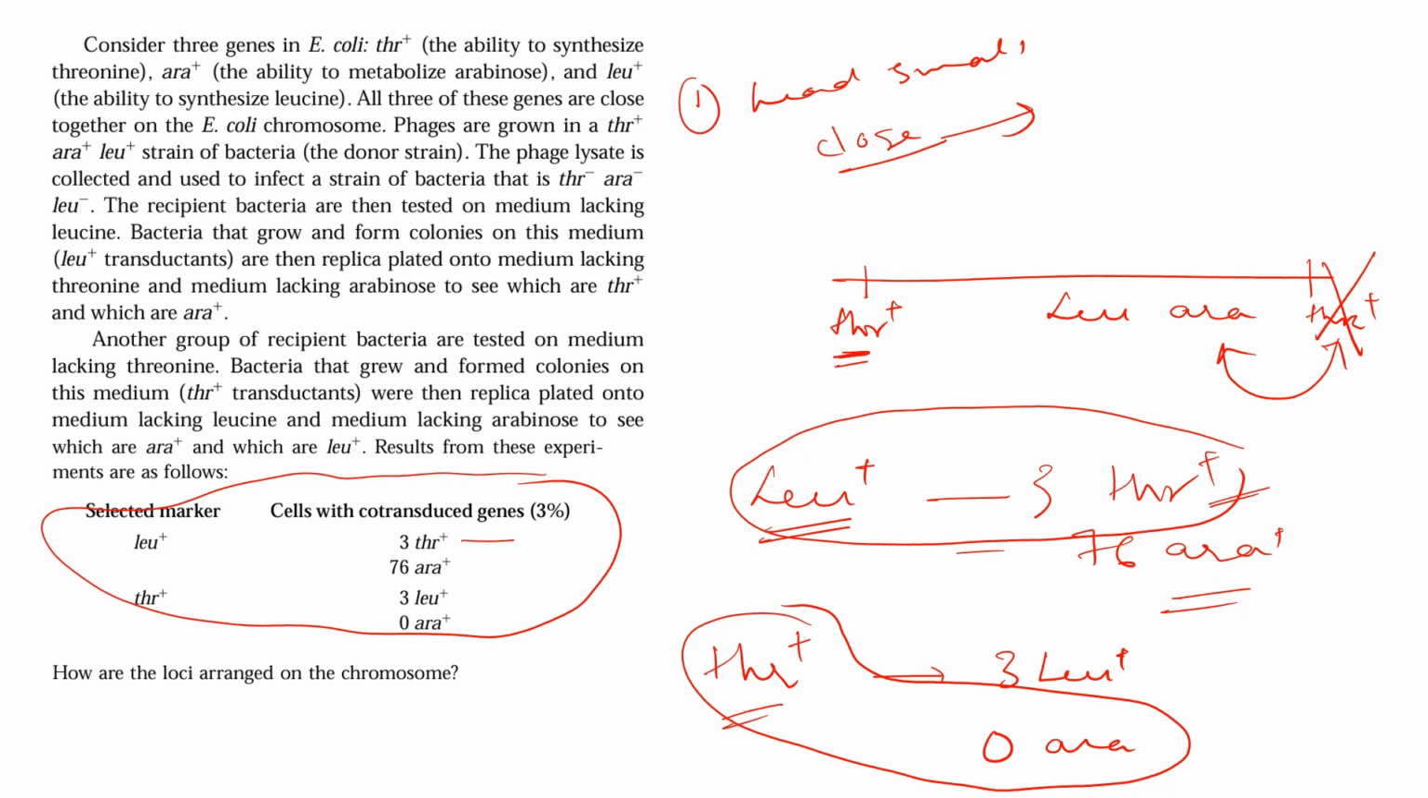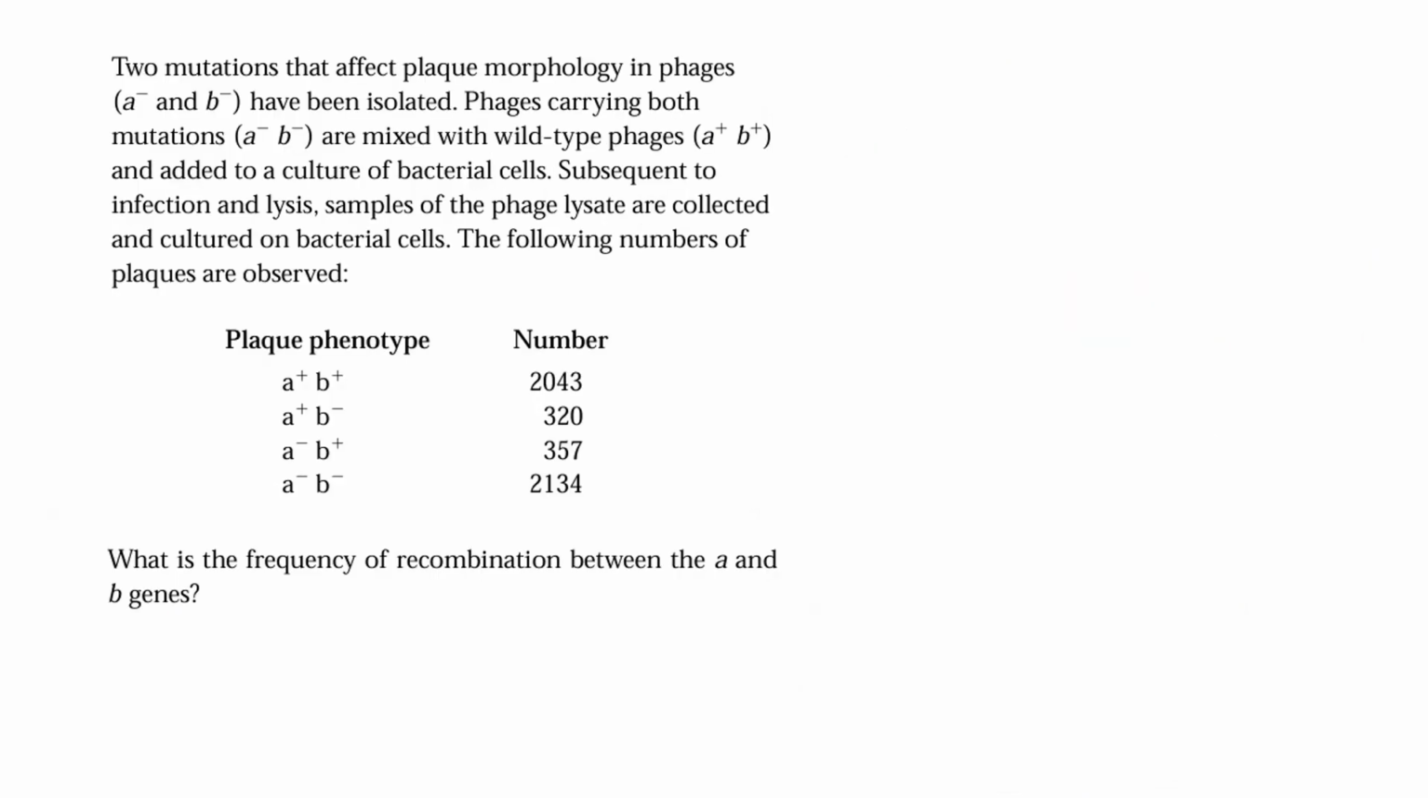But it is far from leucine. That's why when leucine is getting transferred, only 3 cells are getting threonine, and when threonine is getting transferred, only 3 cells are getting leucine. But with leucine and arabinose, 76 cells are getting both. So that means leucine and arabinose are present in very close vicinity, and threonine is present at some far place from leucine. So what is the gene order? Threonine, then leucine, and then arabinose. That's how we can use this data to know the order of the genes.